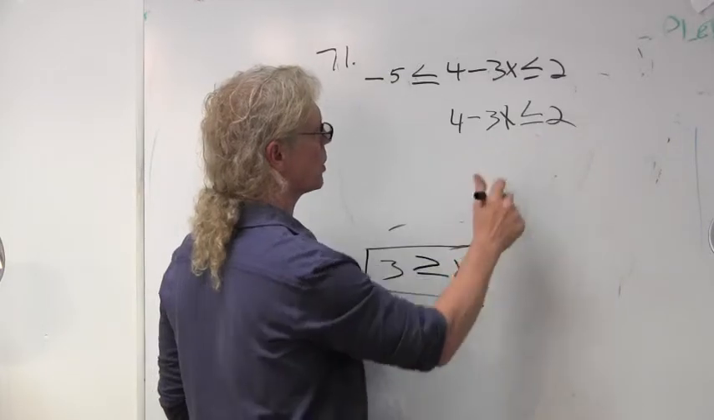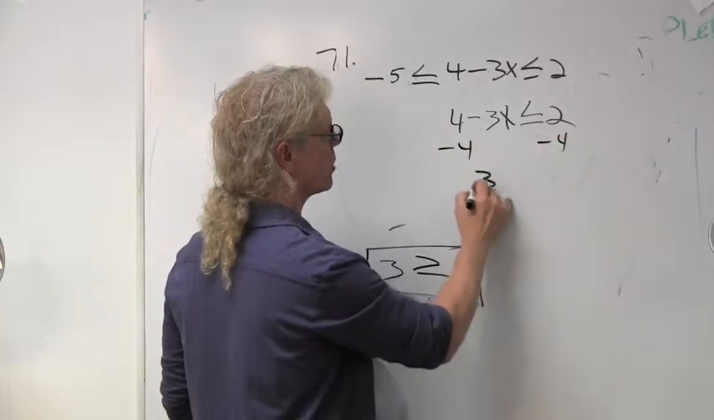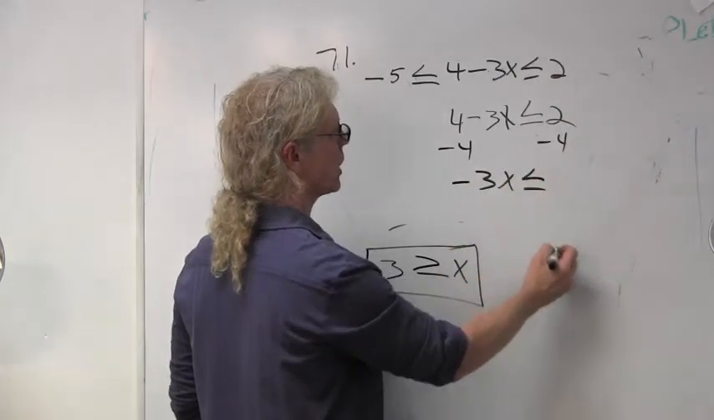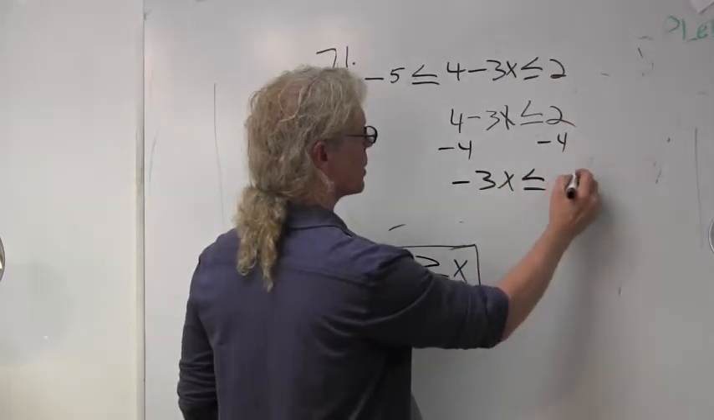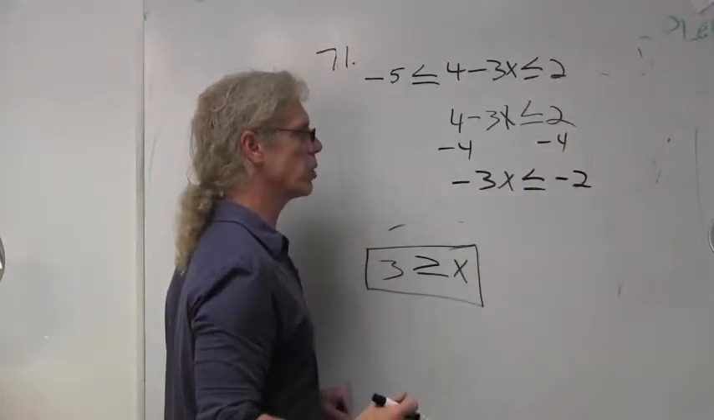I'm going to move the 4 to the right side by subtracting 4 from both sides, which leaves me with a minus 3x is less than or equal to a minus 2.